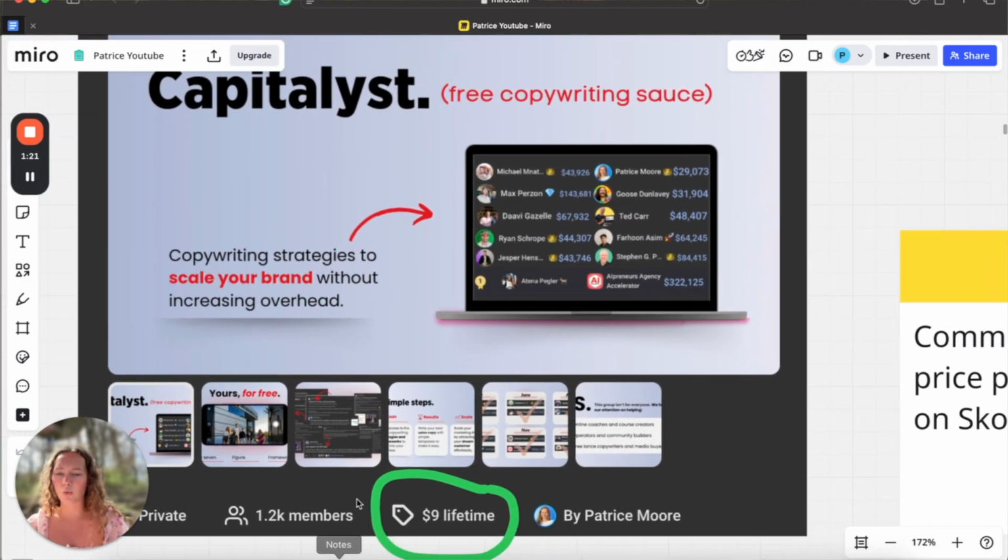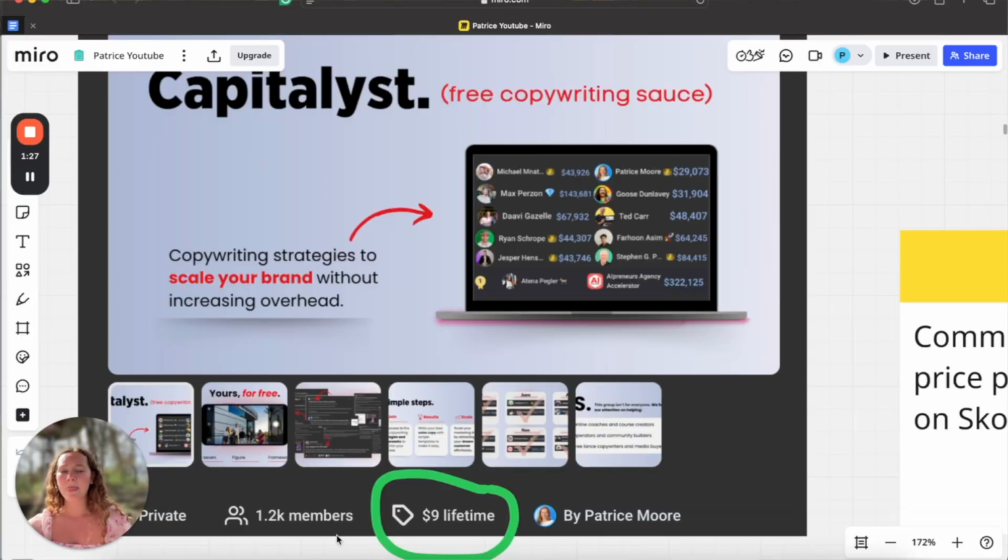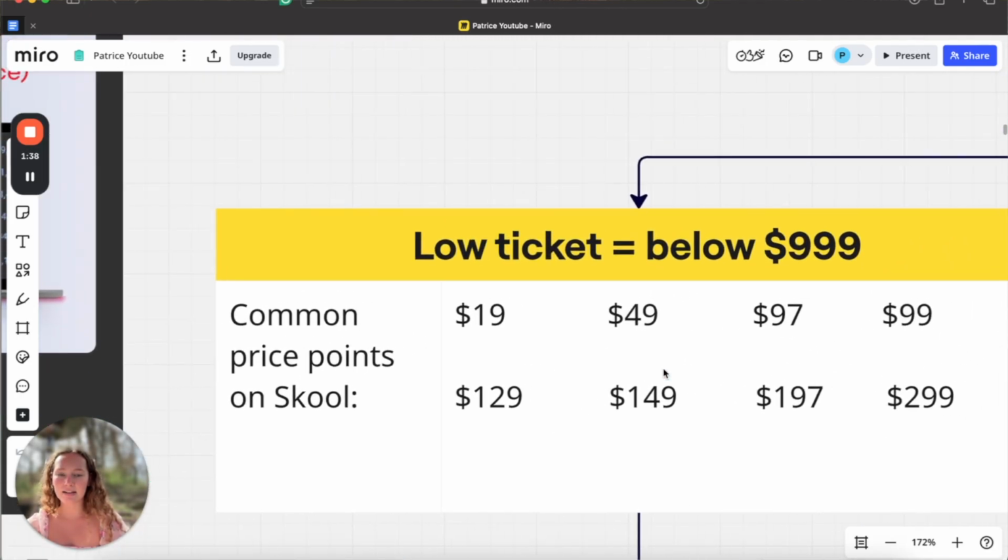And I've been able to scale it to 1.2K members. Now I've had it at a few different price points, but always low ticket, or lower ticket, or free. And that's why I've been able to scale to 1.2K members. Because if it was $9.99, it would have been a lot of work to scale to over 1,000 members. But I've scaled this to 1.2K, and these are some common price points I've seen as a copywriter on Skool that people are charging in the low ticket space.